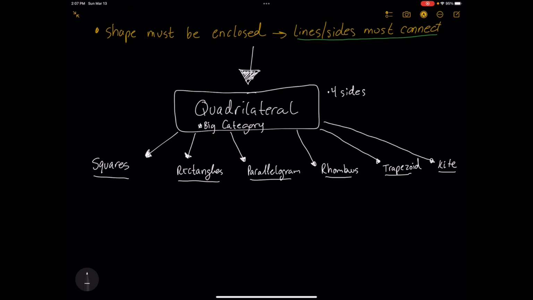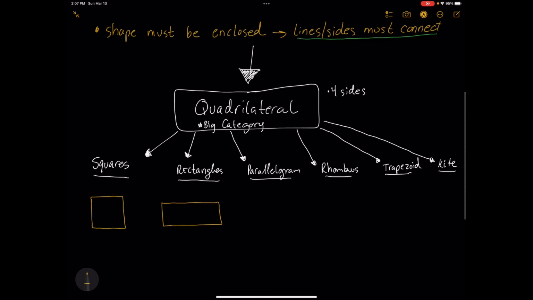They're all quadrilaterals. That means all of these 6 different shapes have 4 sides. It's enclosed, but they're different. Each shape is different, okay? So we'll look at just a couple of them really quick. I'll draw a picture of a couple of them. So we have squares like this, okay? We have rectangles that look more like this. We have parallelograms, all right? Parallelograms look kind of like this.